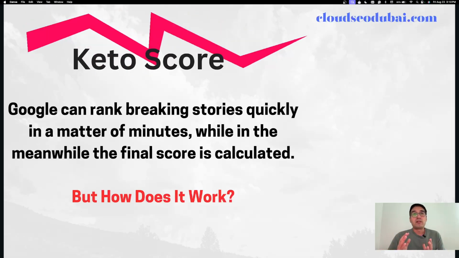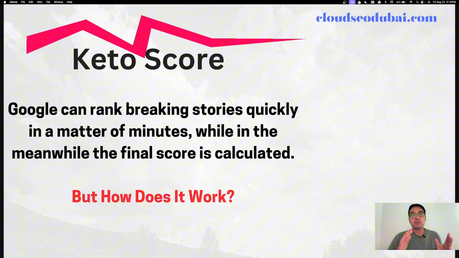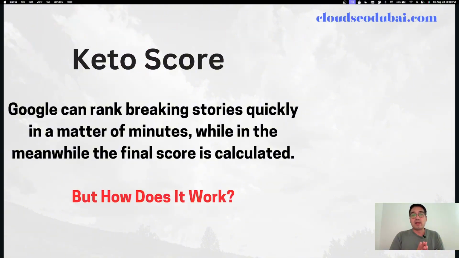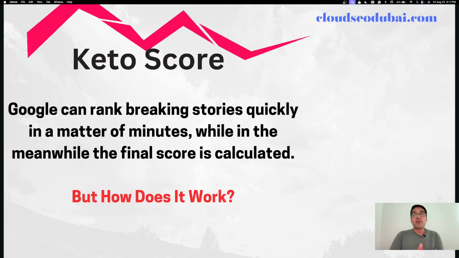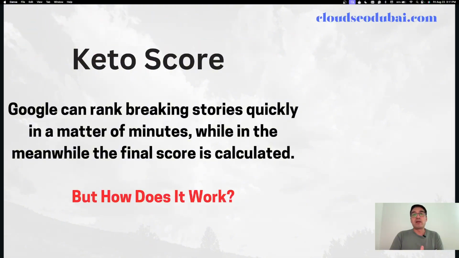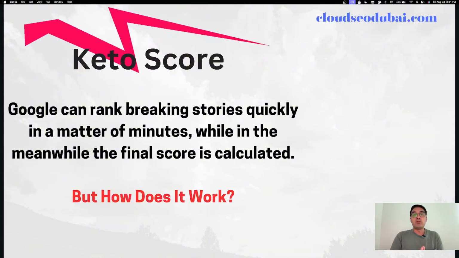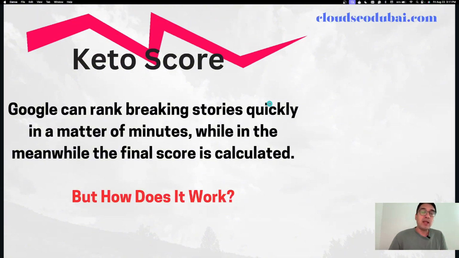So there's a full-blown score calculation that takes place on the back end, while on the front end, you have this Keto Score that quickly ranks a website or a web page that has a breaking story, which is why news sites rank so well, which is why press releases, if done right, do so well, but only if there is something that's newsworthy. If you just have an article on a news site, that's not gonna rank. And to do this, again, Google uses AI. And I'll show you exactly how this works.